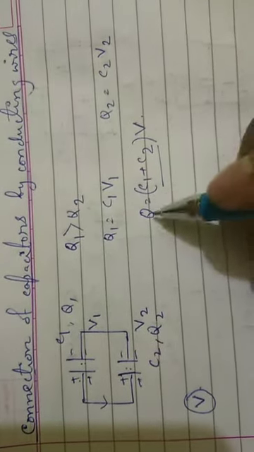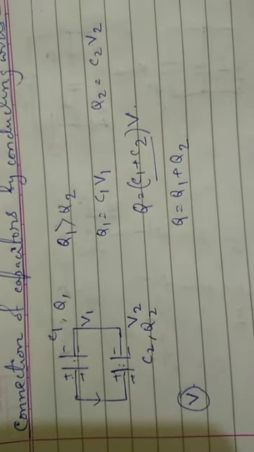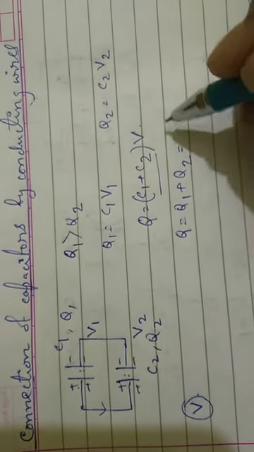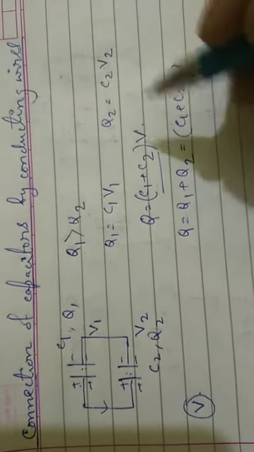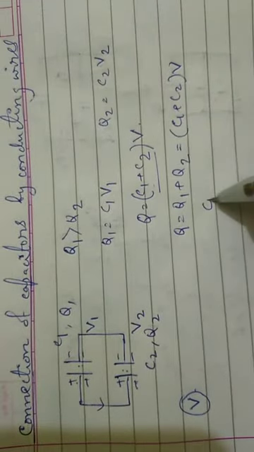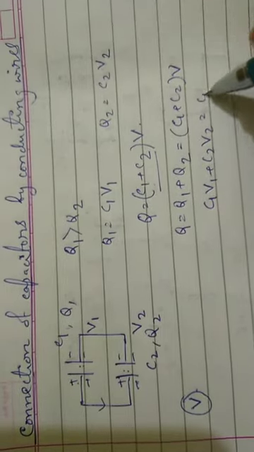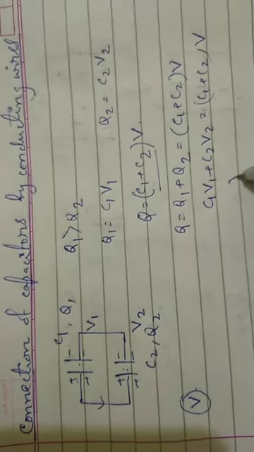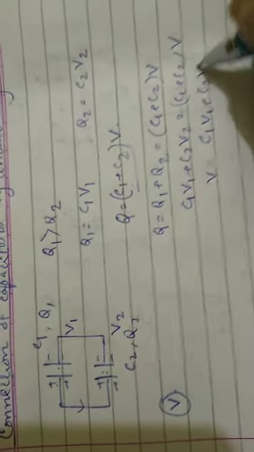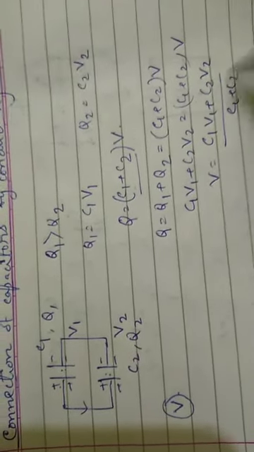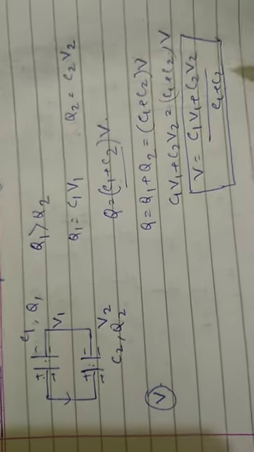Now since the charge remains constant, you can write Q equals Q1 plus Q2 equals C1 plus C2 into V. From this equation, put the values: C1 V1 plus C2 V2 equals C1 plus C2 into V. So V will be equal to C1 V1 plus C2 V2 divided by C1 plus C2. So this will be the common potential across the capacitors.